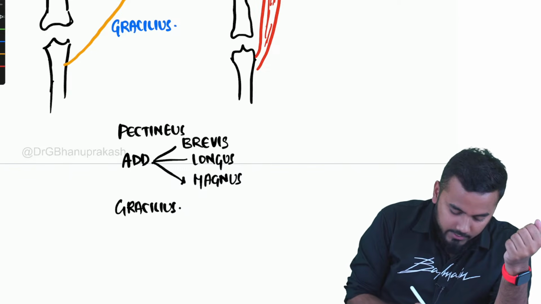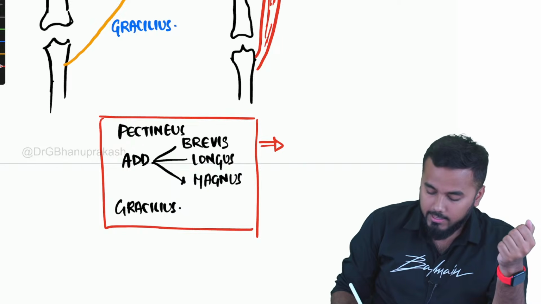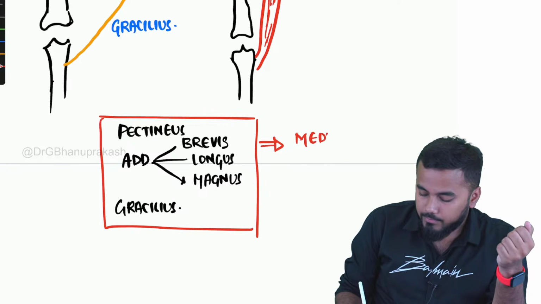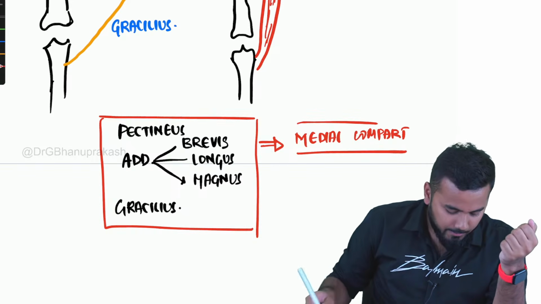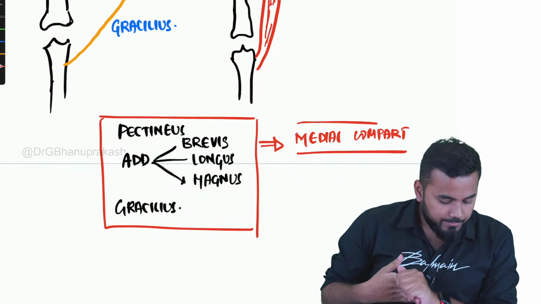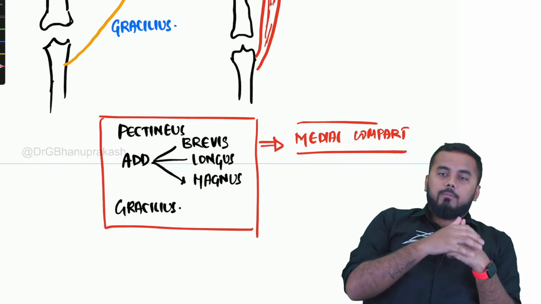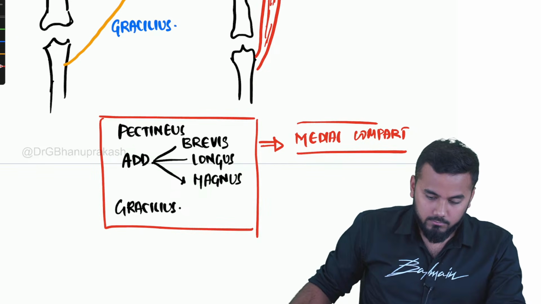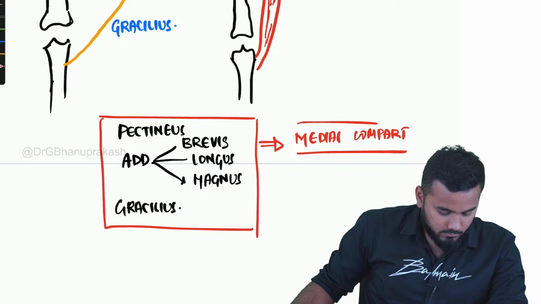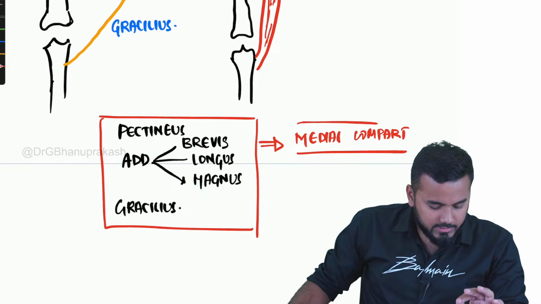So, how many muscles in total have we studied, guys? All these muscles are present where? In the medial compartment. Now, can anyone tell me what is the nerve that is supplying this medial compartment? Obturator nerve, very good. Obturator nerve is supplying the medial compartment.